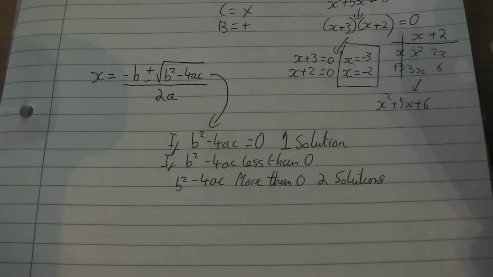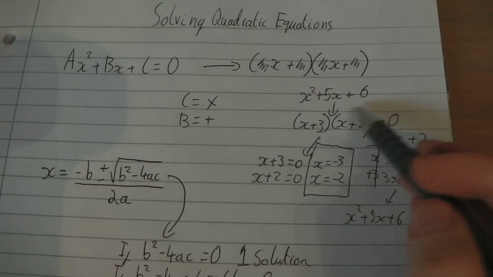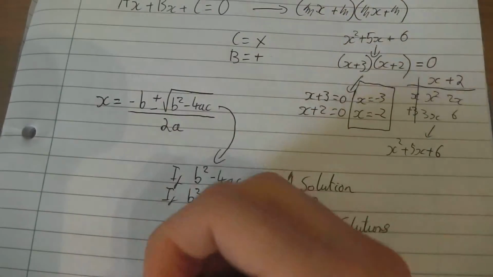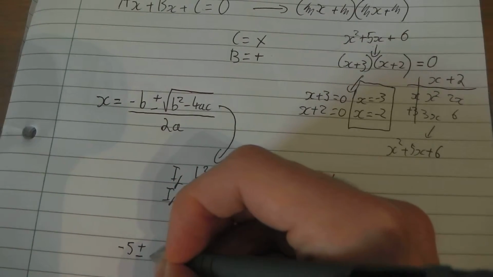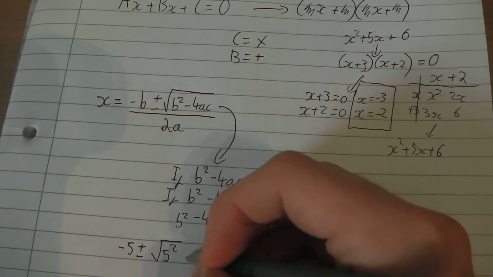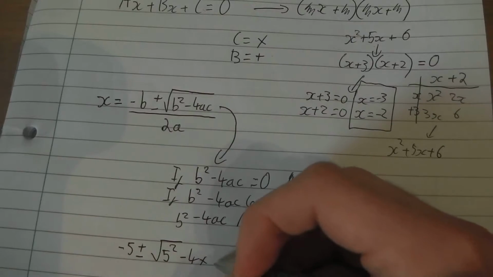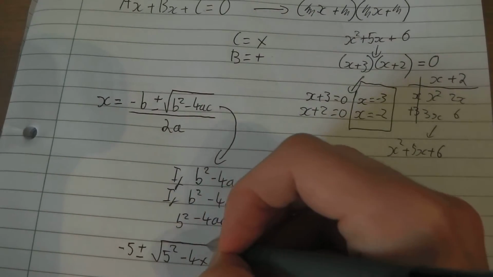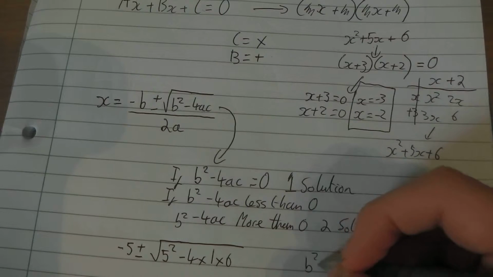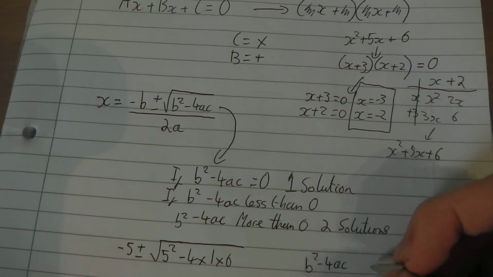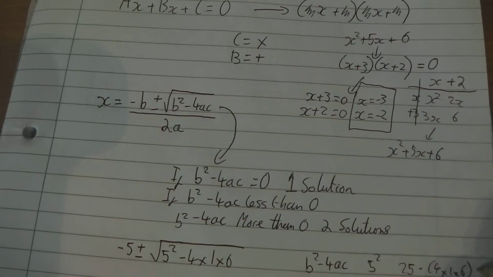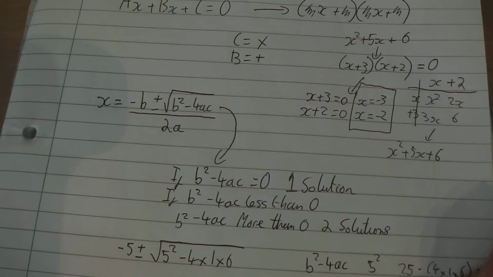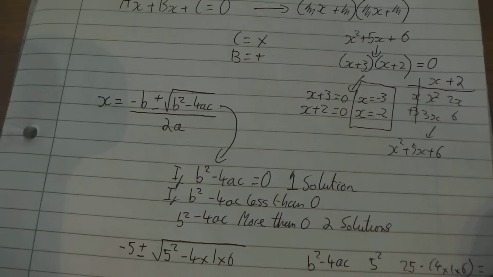So what I'm going to do is an example, substituting the numbers from the equation we tried up here into this formula to get the same answers. So that will be minus 5 plus or minus the square root of 5 squared minus 4 times 1 times 6. Now we'll try that b squared minus 4ac part. So that's going to be 5 squared, which is 25, so it's 25 minus 4 times 1 times 6, which equals 25 minus 24. So that's 1, which is more than 0.